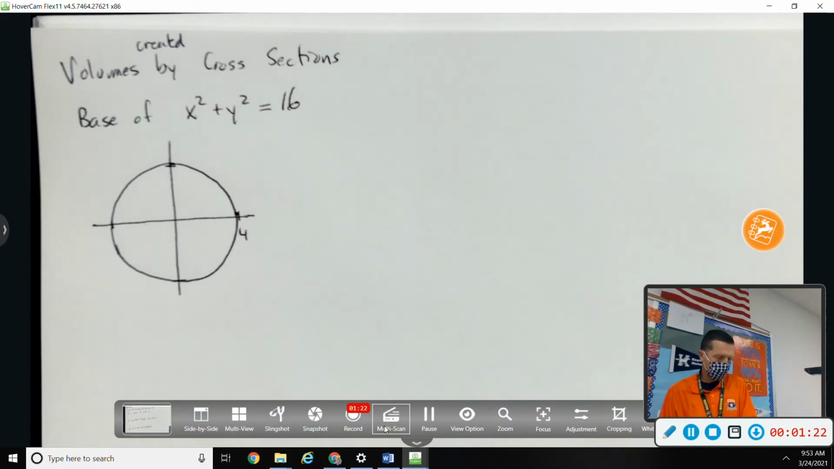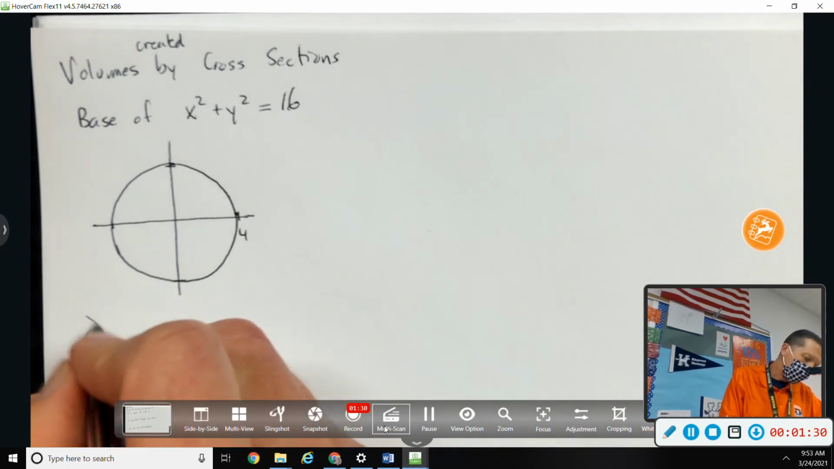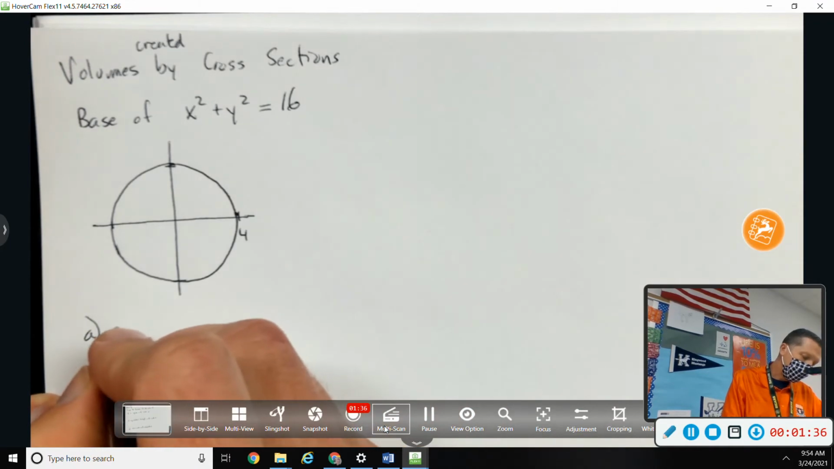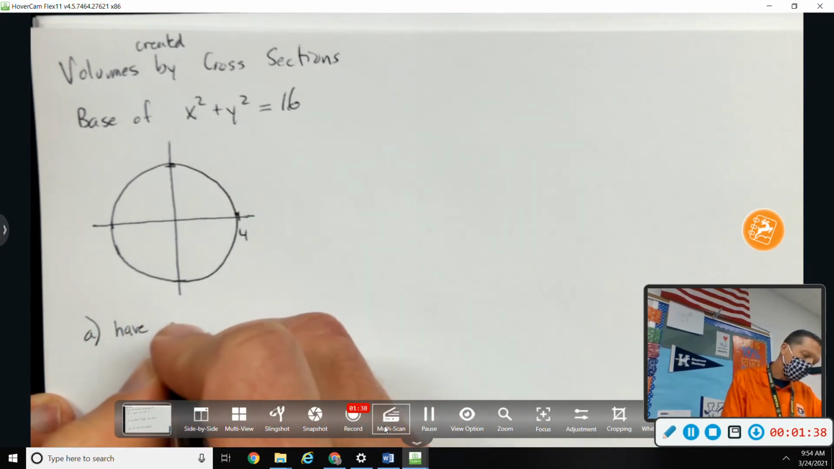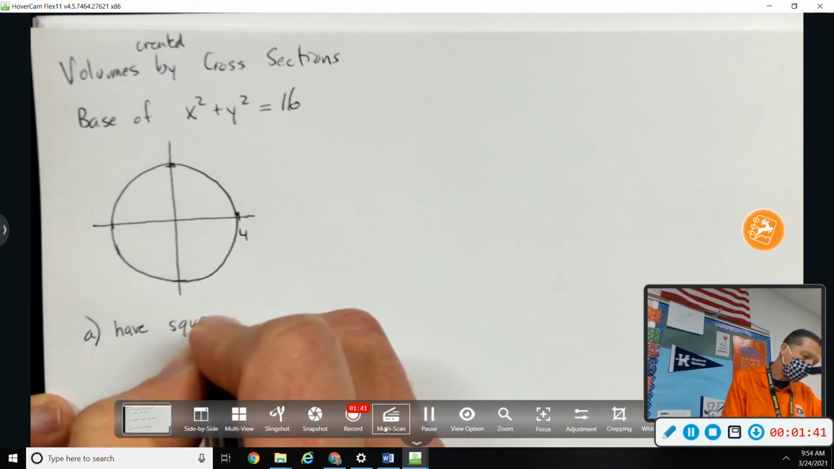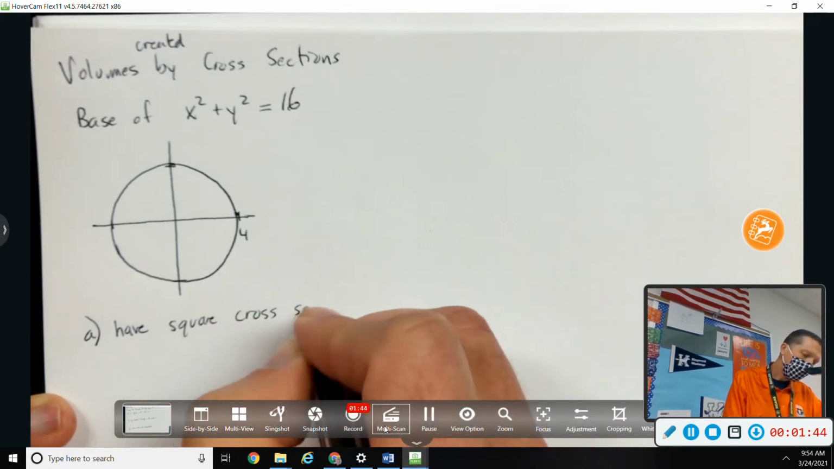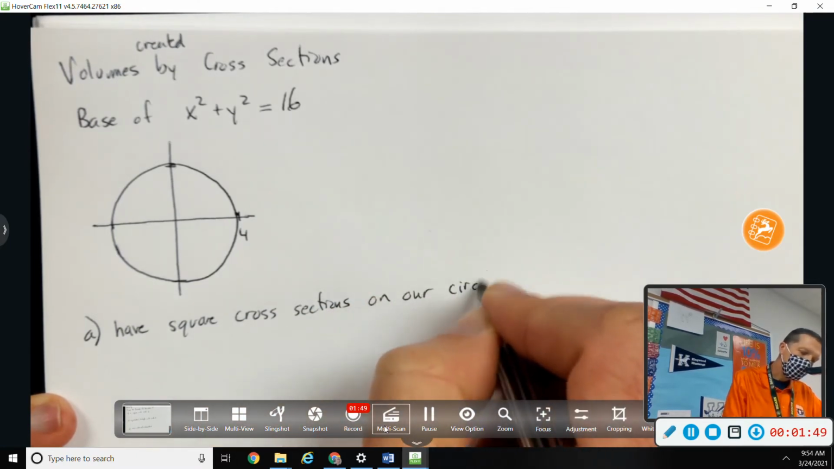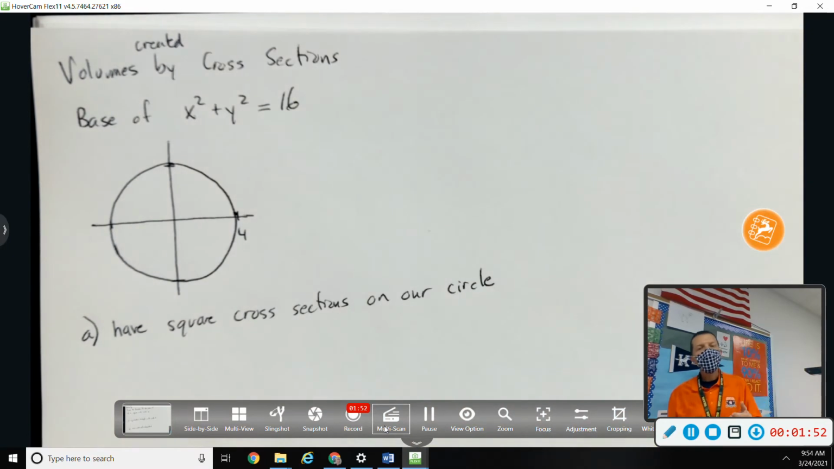Coming up out of the circle, I'm going to build some cross sections, and we're going to do a variety of different ones. Probably the easiest one to compute, and maybe even visualize, is let's have square cross sections on our circle base. The squares are going to be coming up out of the page from the circle that we have there.